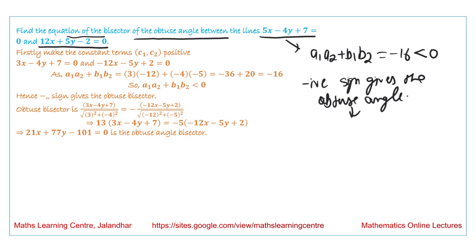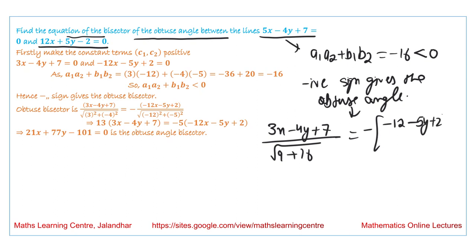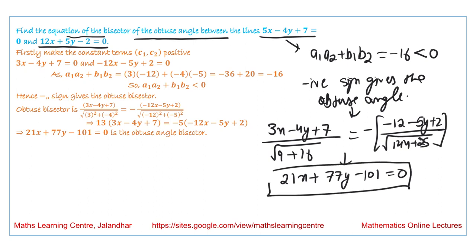So what we obtain from this is that the equation of the angle bisector of the obtuse angle is (3x minus 4y plus 7) divided by square root of 9 plus 16 is equal to minus (12x minus 5y plus 2) divided by square root of 144 plus 25. On solving this, the equation of the line we obtain is 21x plus 77y minus 101 is equal to 0. So this gives us the equation of the obtuse angle bisector.